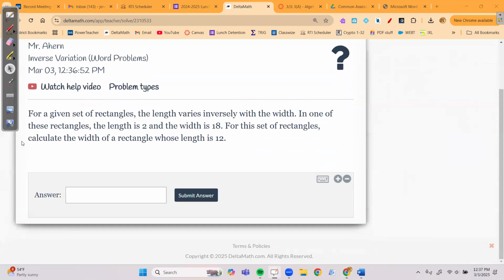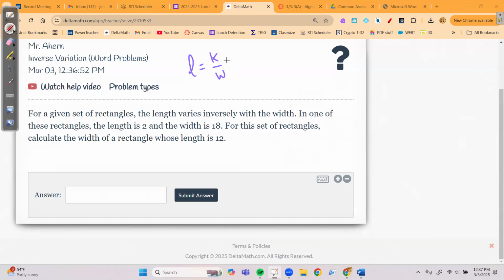Nice. So for a given set of rectangles, the length varies inversely with the width. This time I'm not going to use X and Y. I don't want to make anybody cranky, myself included. So the length varies inversely with the width, and that's just for this particular given set of rectangles. That's not generally true about rectangles.